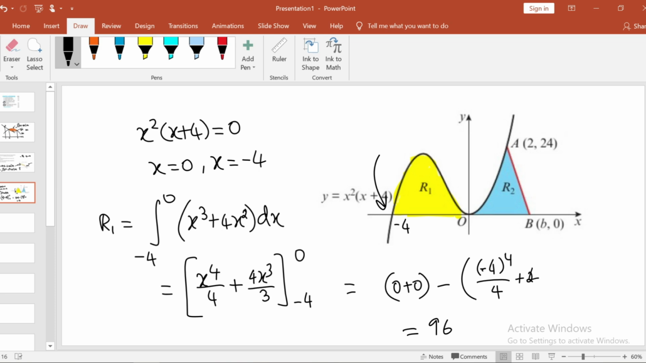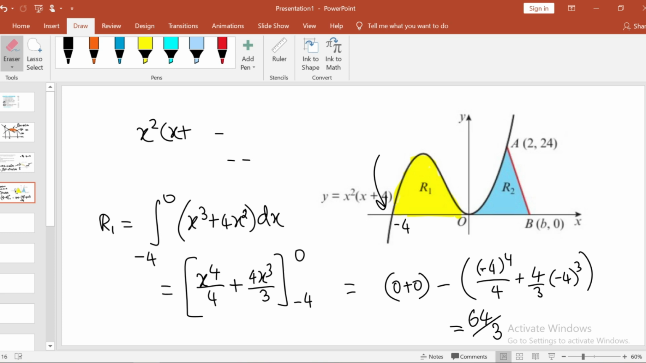So it's going to be 4 over 3 times minus 4 to the power 3. Now is that correct? Yeah. So 4 times minus 4 power 3 divided by 3. Is it 64 over 3 now? I'm checking. Yeah, it's 64 over 3. Okay, that's R1.